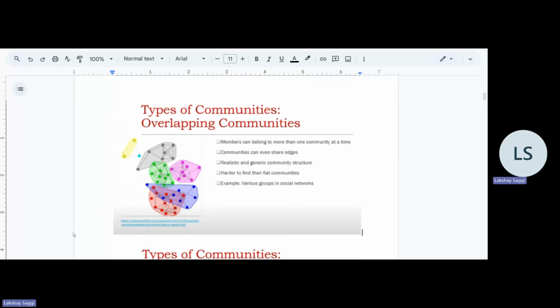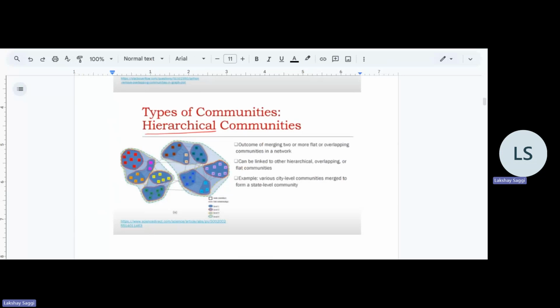I think this example was given in the lectures also. Suppose we are forming communities based on fan following, like what celebrity or what sports player a person likes. Let's say green vertices are the people who like Sachin Tendulkar. Similarly, let's say blue vertices are the people who like Virat Kohli. There can be some people who are fans of both the players. Like this node here is a fan of Sachin Tendulkar as well as Virat Kohli, and this is perfectly fine. So this is what is called overlapping communities.